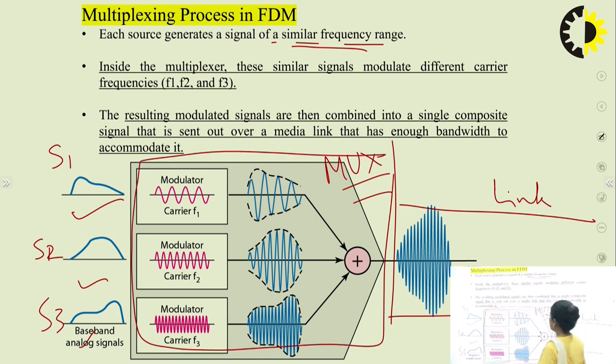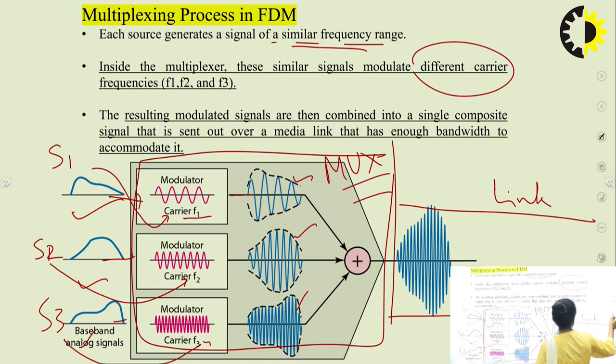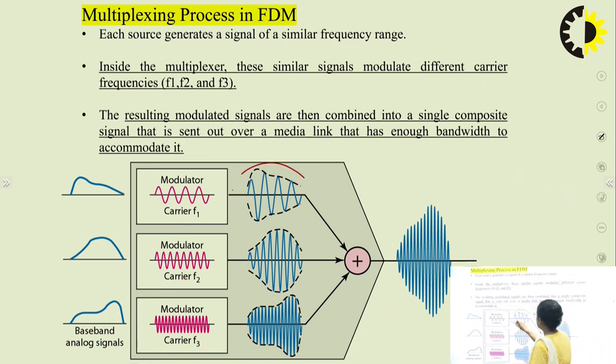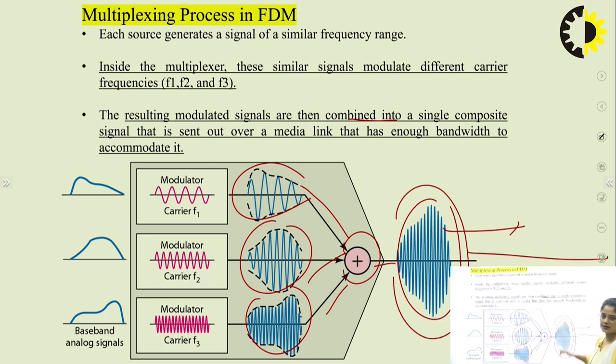Inside the multiplexer, these three signals are modulated by three different carrier frequencies. Let us say signal one, S1, is modulated by frequency F1, signal S2 by frequency F2, and signal S3 by frequency F3. And after that, the resultant modulated signals generated by the multiplexer are then combined into a single composite signal, which is then sent over the network. So this is how it happens at the multiplexer's end.